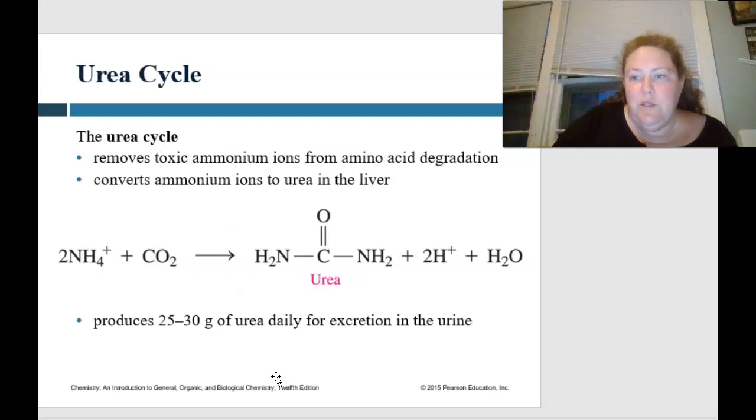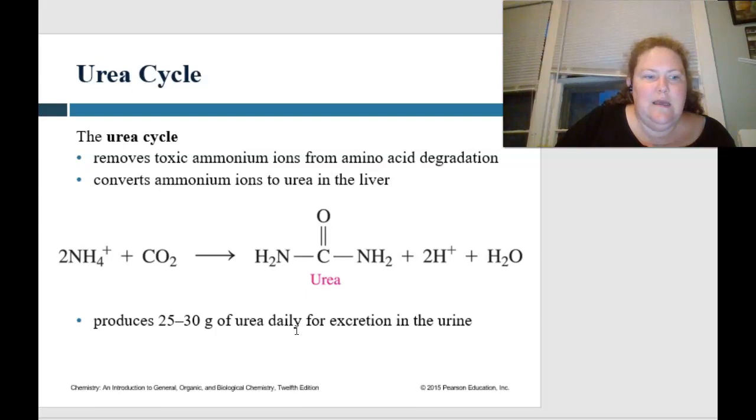We then have the urea cycle. And the urea cycle is going to remove toxic ammonium ions from the amino acid degradation, and it converts those ammonium ions into urea in the liver. And this produces 25 to 30 grams of urea daily for excretion in the urine.